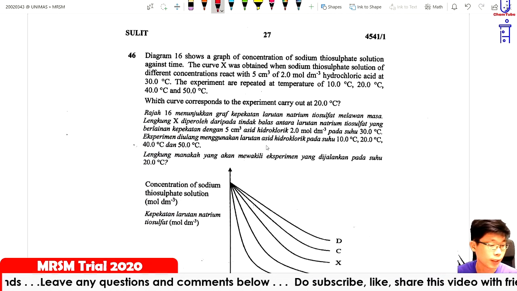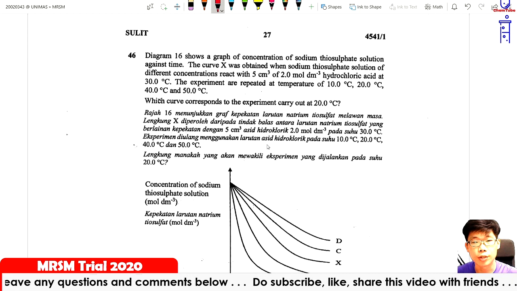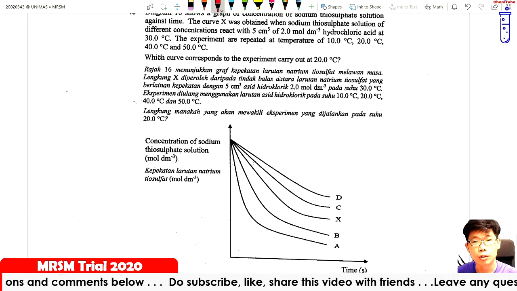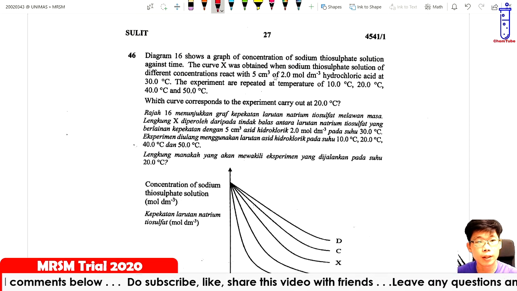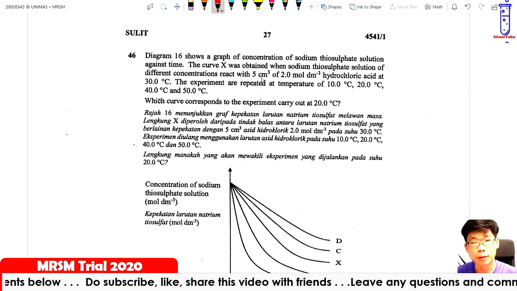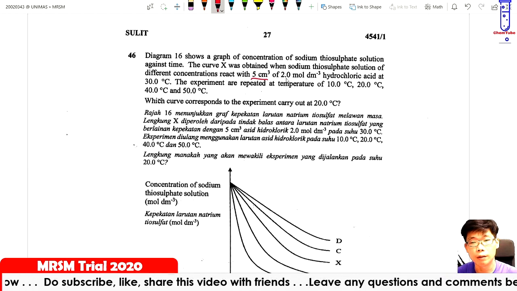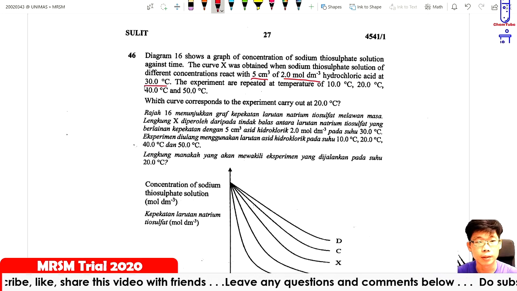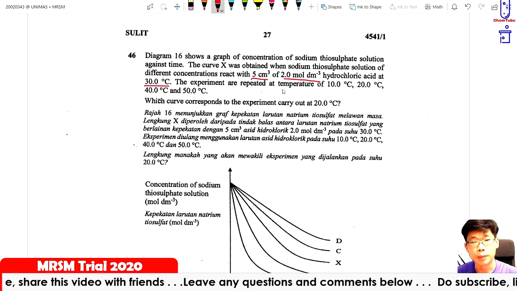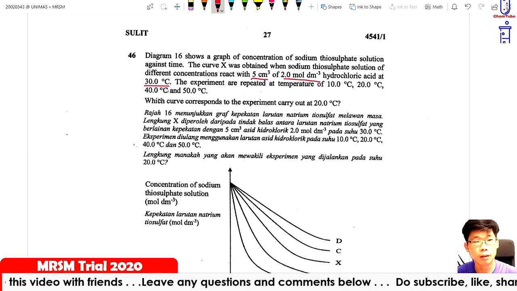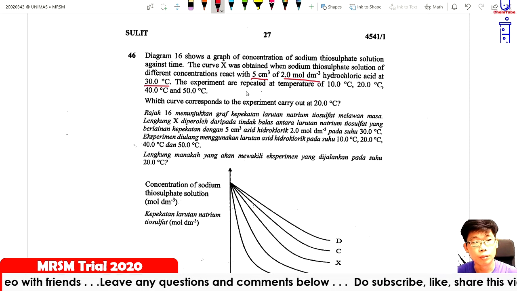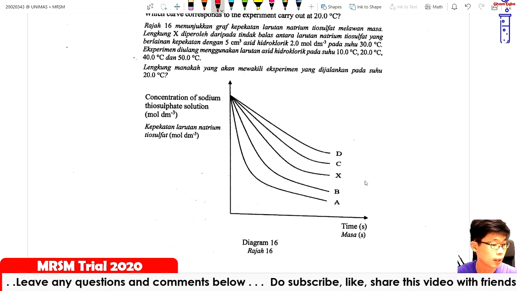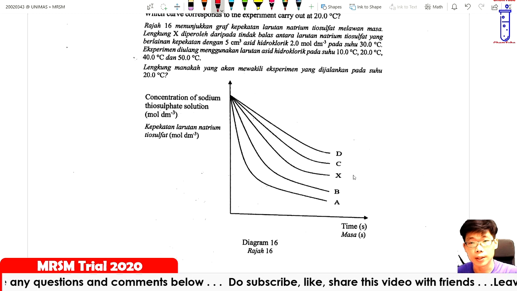Okay, question 46. The diagram shows the graph of concentration of sodium thiosulfate solution against time. The curve was obtained when sodium thiosulfate solution of different concentrations reacts with 5 cubic decimeter of 2 mole per cubic decimeter hydrochloric acid at 30 degrees Celsius. The experiment is repeated at temperatures of 10, 20, 40 and 50. So X, the temperature is 30 degrees Celsius.